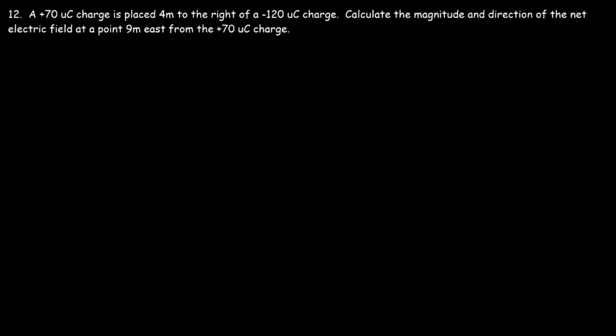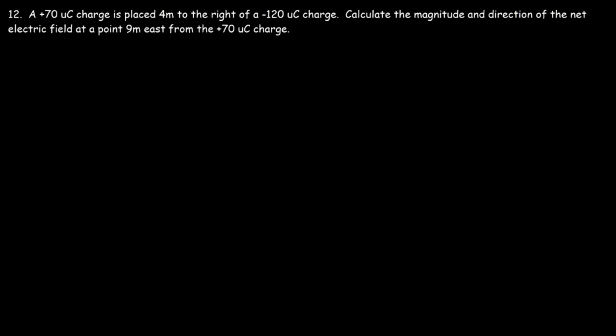Number 12. A 70 microcoulomb charge is placed 4 meters to the right of a negative 120 microcoulomb charge. Calculate the magnitude and direction of the net electric field at a point 9 meters east from the 70 microcoulomb charge. So let's draw a picture.